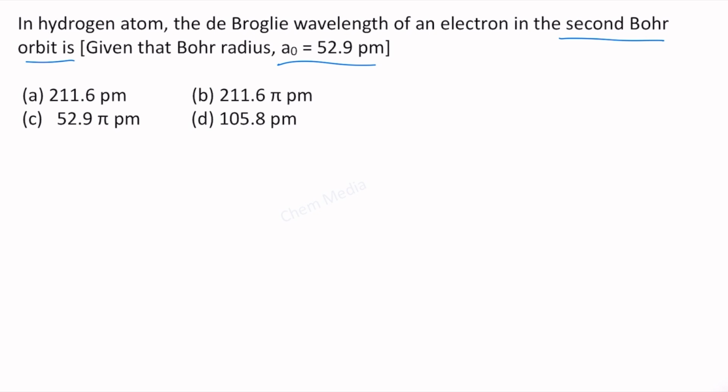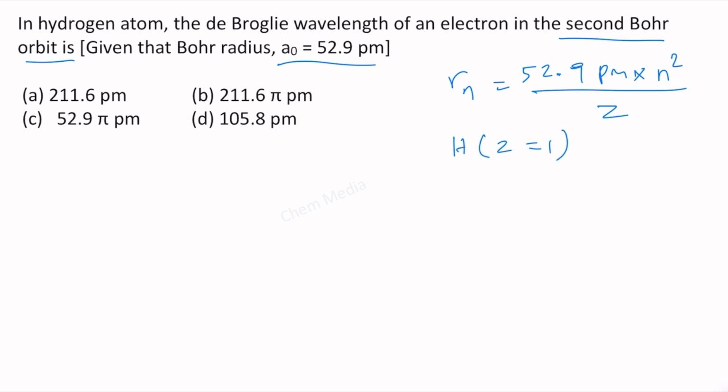We know that Bohr radius for nth orbit is equal to 52.9 picometer times n square divided by z. n is the value of the orbit and z is the atomic number. For hydrogen atom, z value is equal to 1. Here it is mentioned as second Bohr orbit and therefore n value is equal to 2 here.